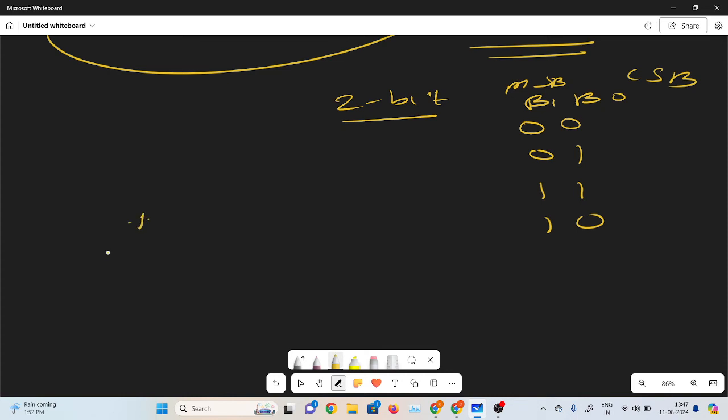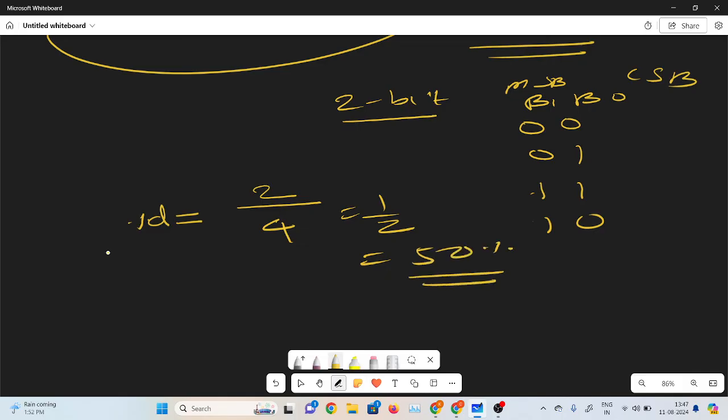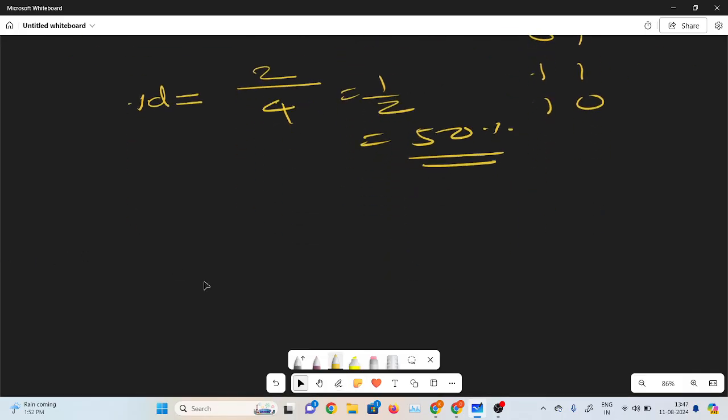I already told you, to calculate the percentage duty cycle we need to concentrate on the on time. On time means logic 1. So the on time is 2, only two 1s are there. And the total time is on plus off, meaning how many times it is 0 and how many times it is 1. Two times 0 and two times 1, total 4. So 2 by 4, that is 1 by 2, which means a 50% duty cycle. For any given sequence you can calculate the percentage duty cycle for any bit.